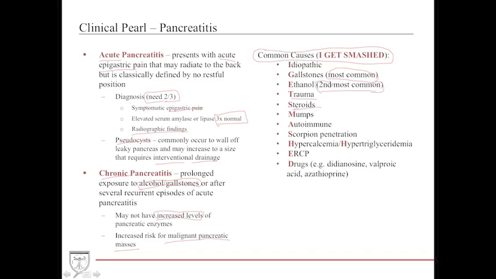Any sort of steroid treatments, mumps can interestingly do it, an autoimmune disorder can do it. Scorpion stings, students love this, attendings hate it when you mention this one. This next one might be the highest yield in terms of what causes pancreatitis: hypercalcemia and hypertriglyceridemia. These will actually sometimes get you brownie points, especially if you know this.